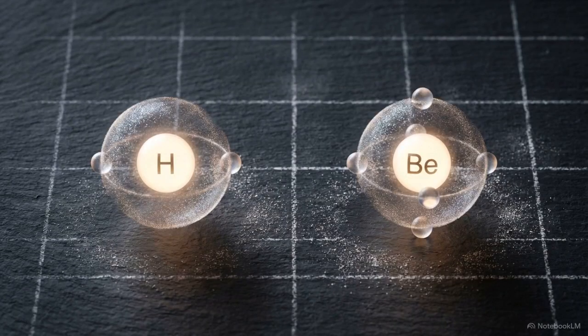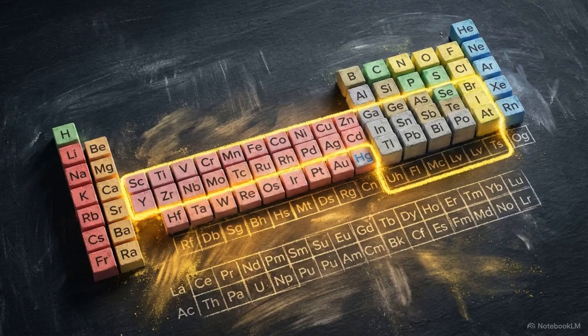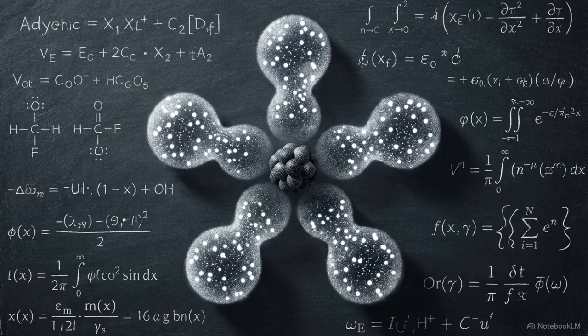Elements like hydrogen, beryllium, and boron are stable with incomplete octets. Elements in period 3 and beyond present an even larger trap. They can hold significantly more than 8 valence electrons by utilizing empty d orbitals to expand their octet.